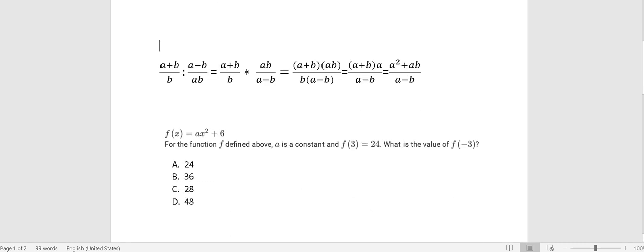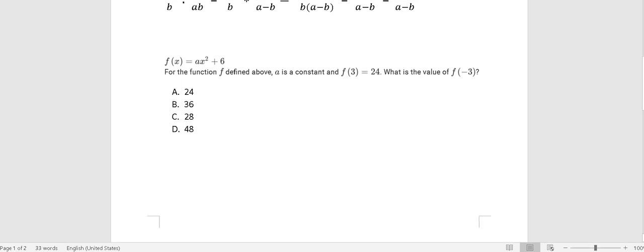Second question. The function f of x is a times x to the second power plus 6. For the function f defined above, a is a constant and x equals 3 results in the function having a value of 24. What is the value of f of minus 3? So this is the function and they have given us one value of the function, and what we need to do is to substitute the x into this original function.